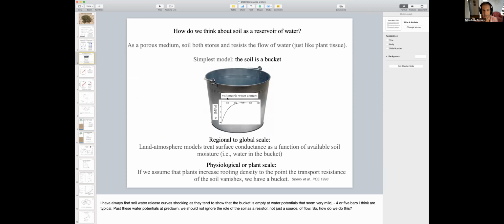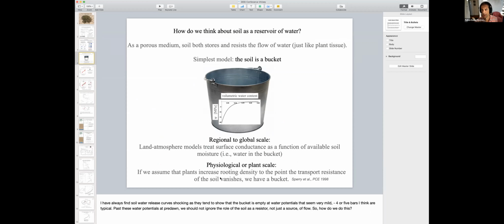And what does a bucket do? It has a volumetric water content, and it gives up that water as the tensions grow. This is actually the model that those big land surface atmosphere models use typically to derive some kind of function of surface conductance.